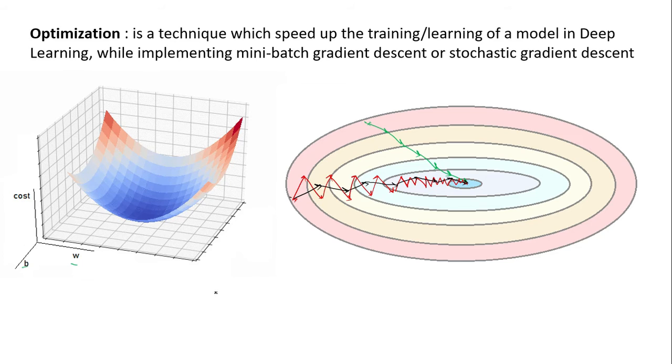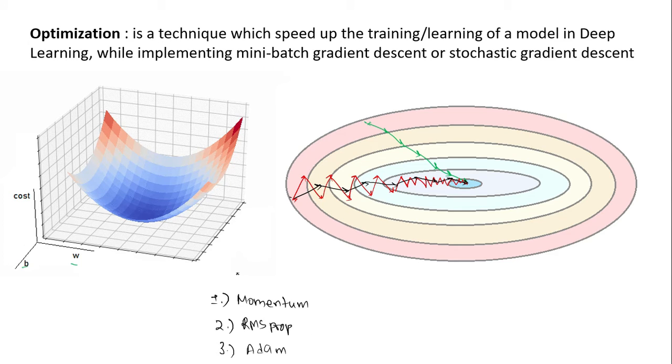We will understand the three most commonly used optimization techniques in this video, and they are: first, momentum, or mini batch gradient descent with momentum, or stochastic gradient descent with momentum. Then we will understand RMS propagation or RMS prop, and third, which is the best technique, known as Adam optimization.